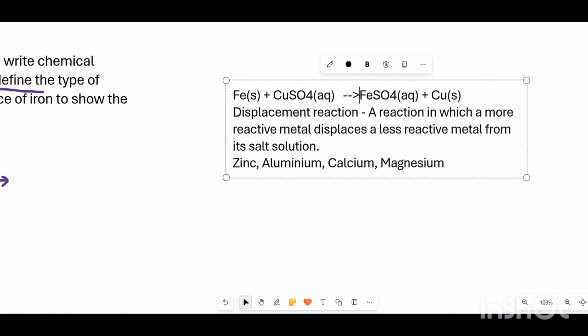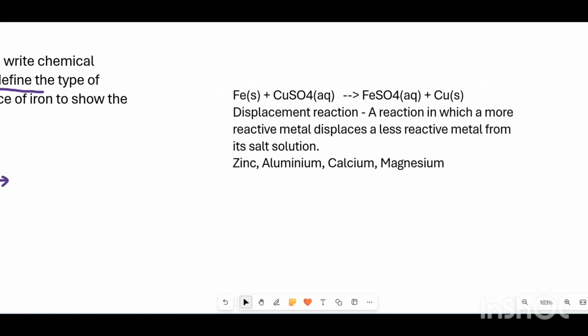So I'll make it short for you. Fe plus CuSO4 will give you FeSO4 plus Cu. So the reason you already know. Fe is more reactive than copper metal. So Fe can displace copper from copper sulfate. So the product will be FeSO4 and copper will be precipitated out. CuSO4 is blue in color and Fe color you already know. After the reaction the color will change to green. Okay, it's a displacement reaction: a reaction in which a more reactive metal displaces a less reactive metal from the salt solution.